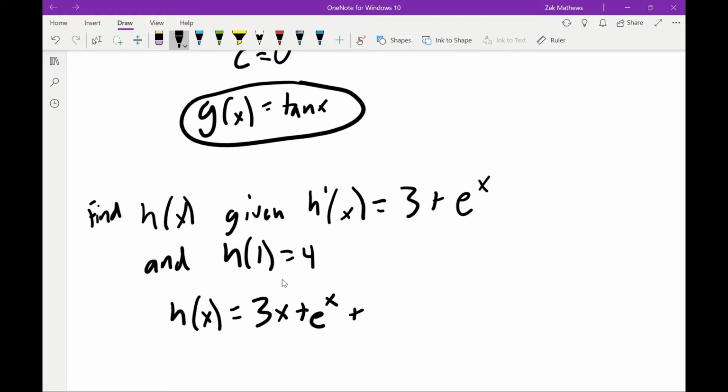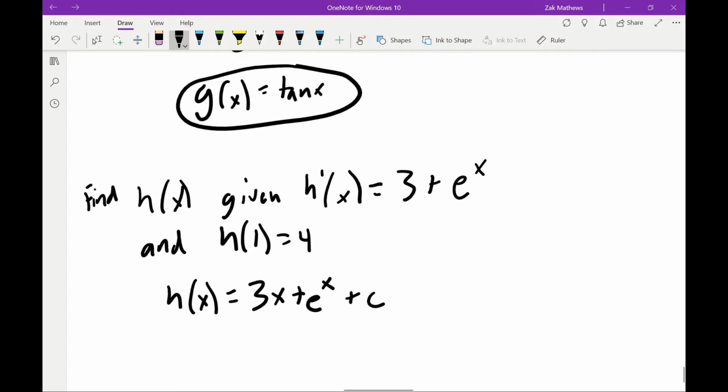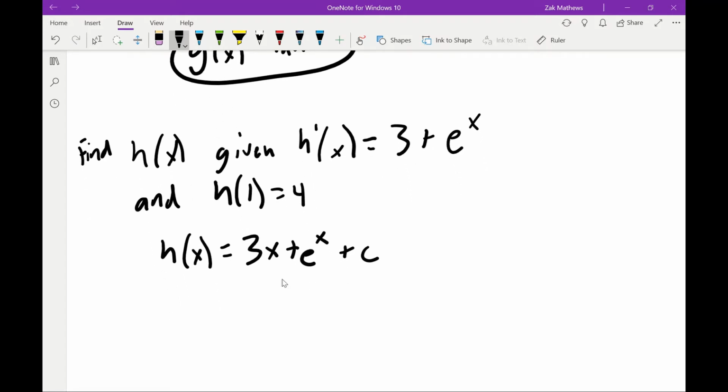But here, I haven't plugged in that initial condition yet. This is my initial condition. I haven't plugged that in, so I don't know what that c is supposed to be. I'm going to plug the 4 in for my h of x. I'm going to plug the 1 in for my x. And so now if I want to solve this thing for c, I have to subtract the 3 over. I also have to subtract the e over. 4 minus 3 is 1. And then subtracting the e as well.